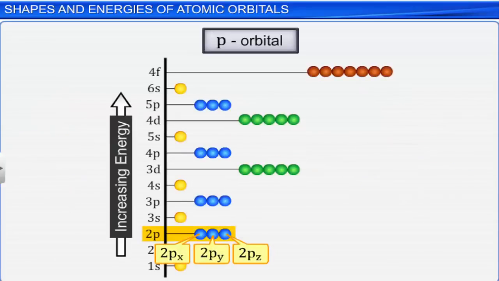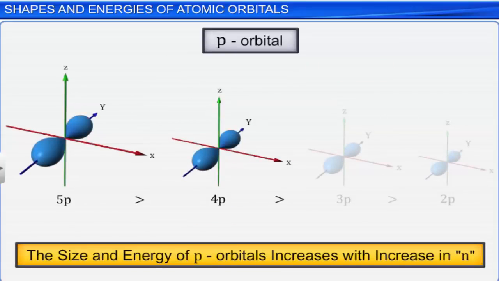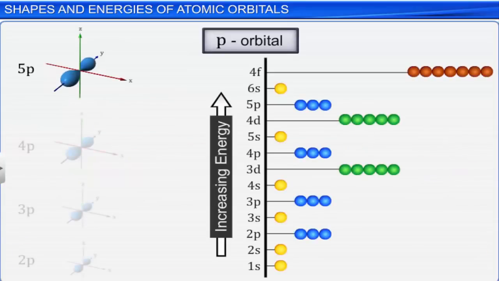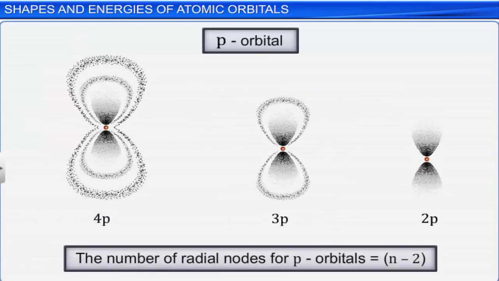However, like s-orbitals, the size and energy of p-orbitals increase with increase in the principal quantum number. For example, the size and energy of 5p is greater than 4p, which in turn is greater than 3p, followed by 2p as shown. The number of radial nodes for p-orbitals is given by the expression n-2. Therefore, the number of radial nodes is 0 for 2p orbital, 1 for 3p orbital, 2 for 4p orbital, and so on.